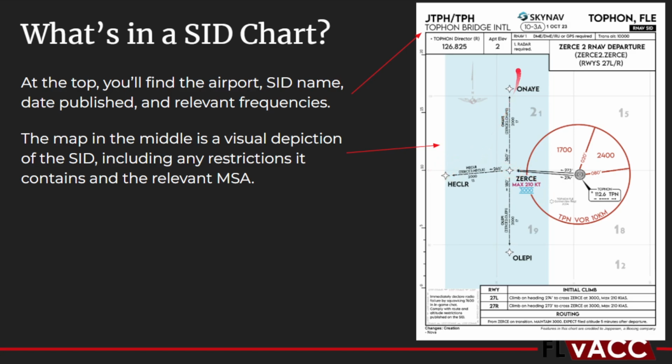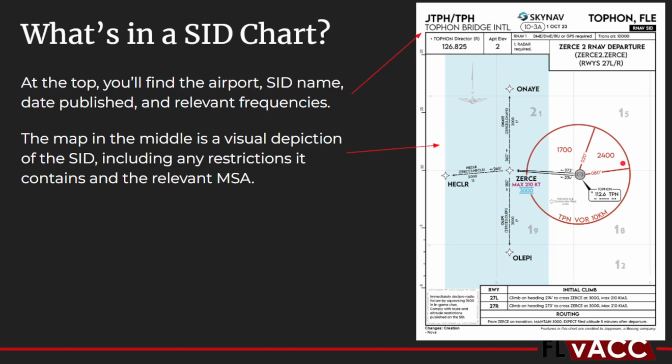The giant red circle, labeled Tofan VOR 10 km, is the minimum safe altitude, or MSA, for the area around the Tofan Bridge Airport. If you are flying towards the airport from the south, for example, you should maintain at least 1,700 feet to be clear of any obstructions. On the other hand, if you are flying inbound towards Tofan between the headings 020 and 080 from the northeast, you should maintain at least 2,400 feet to clear some higher obstructions or terrain in the area.